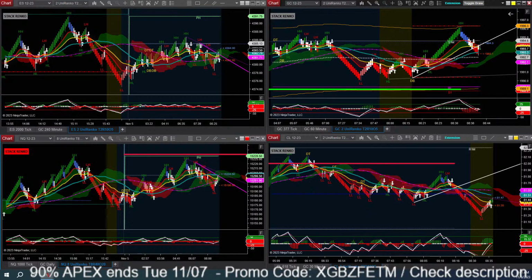I would expect some sideways move today. There could be some breakouts.